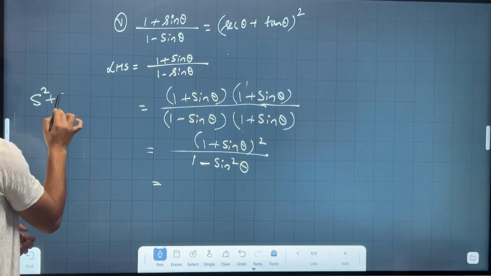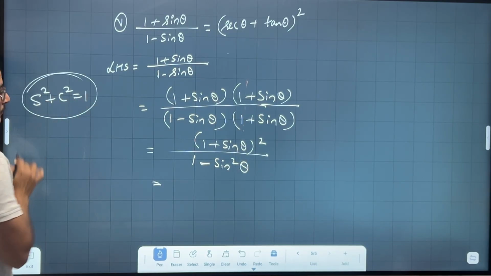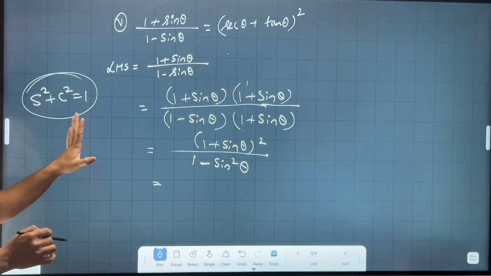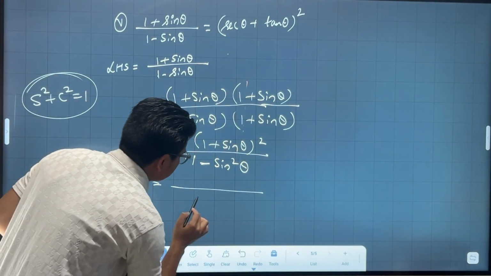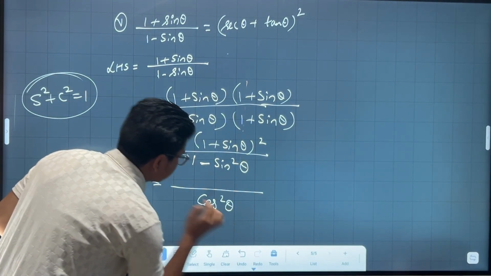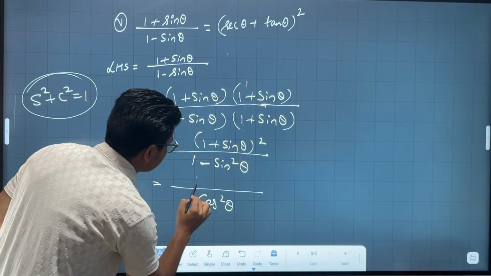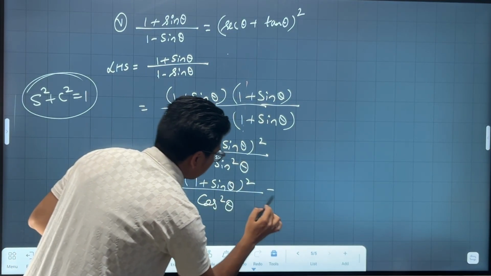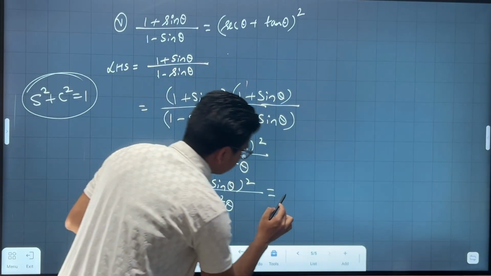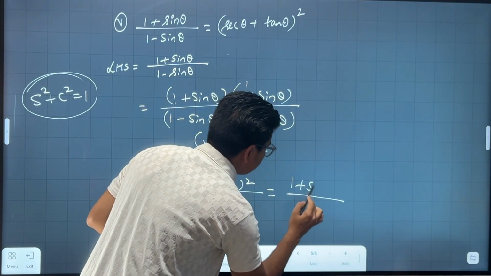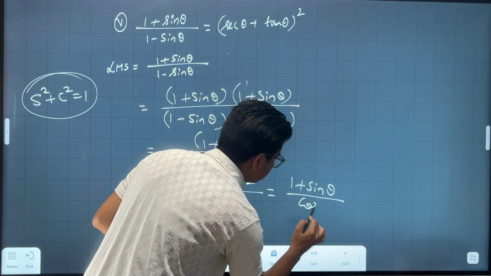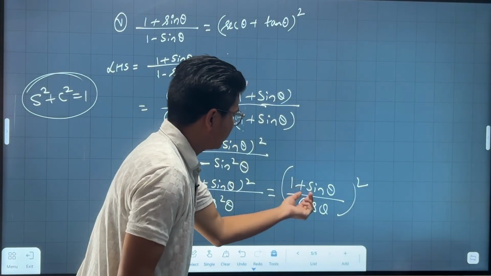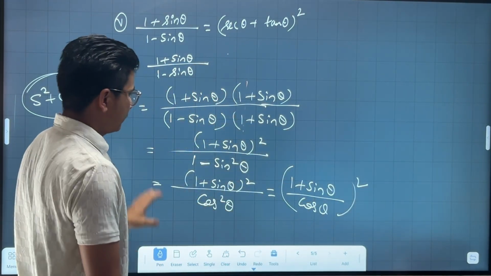Sine square theta plus cos square theta equal to 1. So from here, cos square theta will be equal to 1 minus sine square theta, correct? So in place of 1 minus sine square theta, I can write cos square theta, and 1 plus sine theta whole square. On both numerator and denominator we have square. So let me write this like this. Square I have written like this. This square is for numerator as well as for denominator, correct?